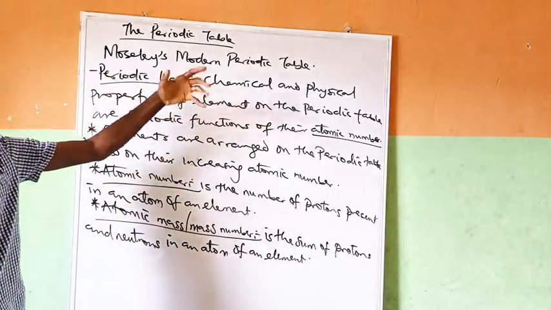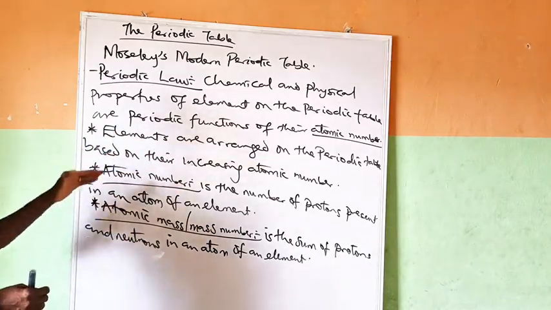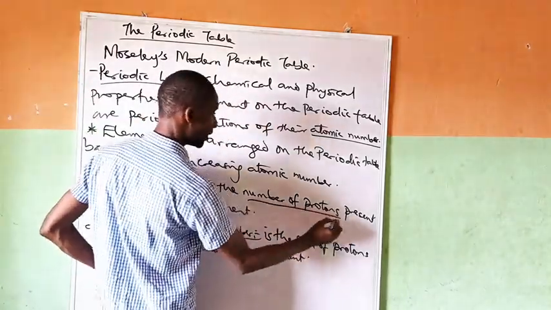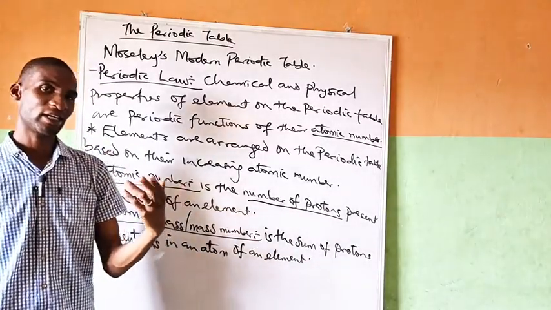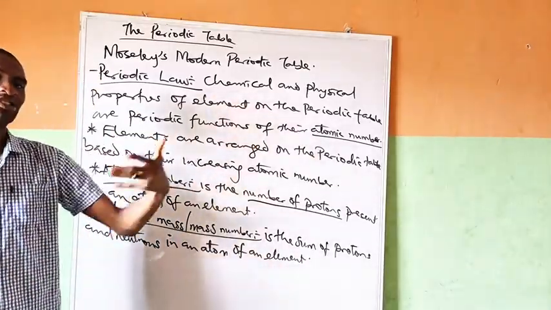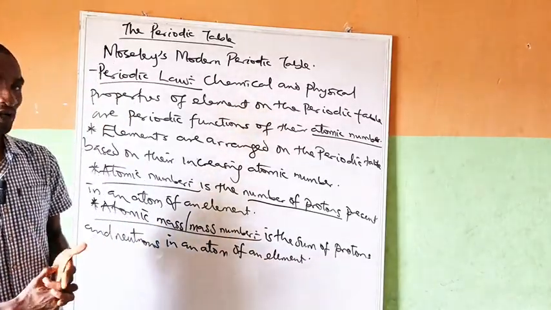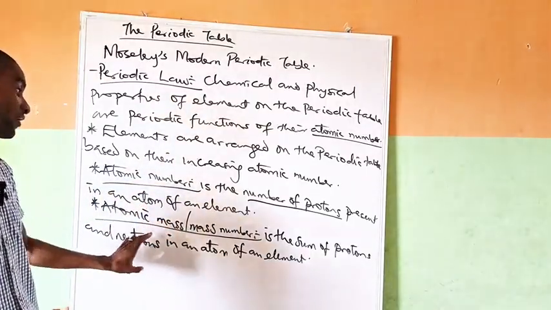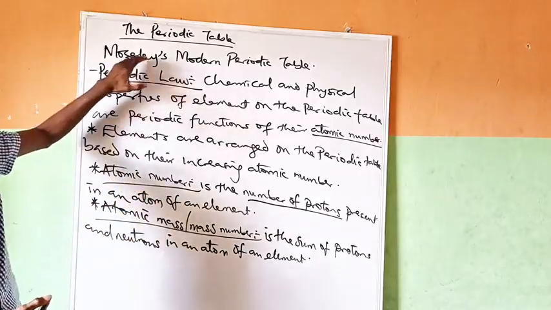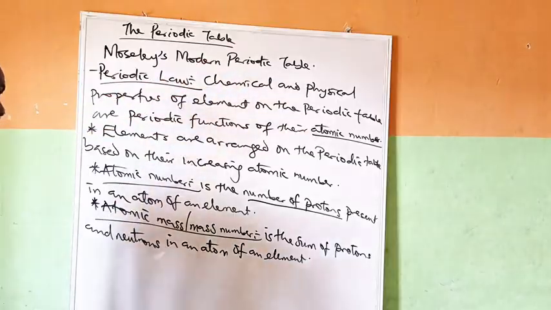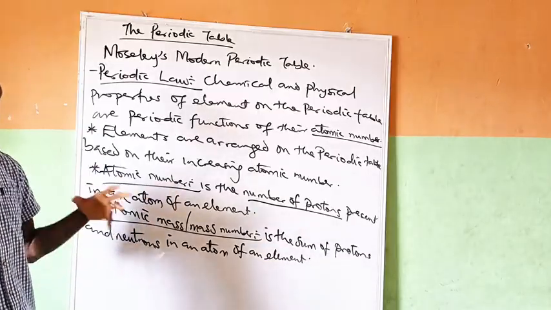So the periodic table has elements arranged in order of increasing atomic number, and that atomic number is the number of protons present in an atom of an element. While atomic mass, which was what the last two, Newlands' periodic table and Mendeleev's periodic table, actually arranged by, the mass number, but there were limitations, and then we had to resort to Moseley's modern periodic table. Now that you've understood that, let us now go deeper into that periodic table.